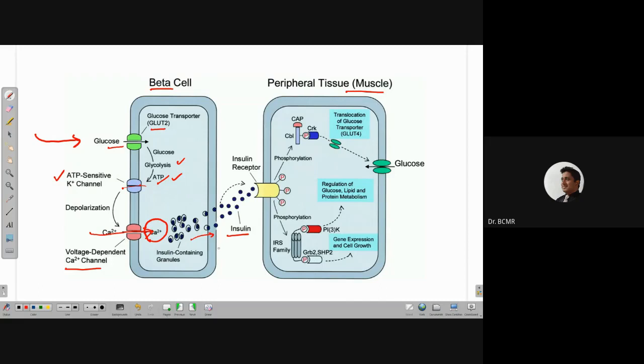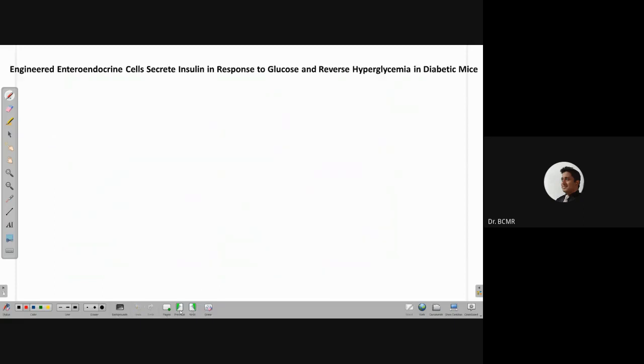From the blood, it is carried all over the body, and some of the target cells include skeletal muscle cells. Insulin binds to the insulin receptor, and that phosphorylates insulin receptor substrate, IRS, which activates PI3 kinase, phosphoinositol 3 kinase, which will increase the... where is it? Yeah, there are many other steps here. I think I missed the slide, but I'll put it again, okay?